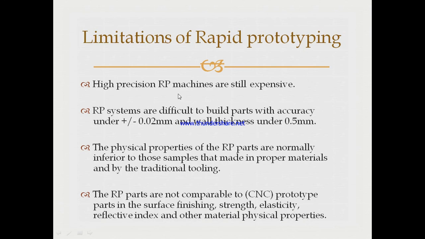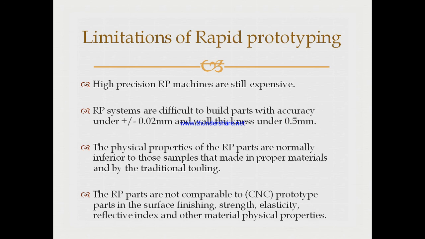So what are the limitations of rapid prototyping? RP machines are still expensive, that is the cost. These rapid prototyping systems have difficulty building parts with accuracy finer than 20 micron, that is 0.02 mm, and wall thickness less than 0.5 mm. If the part has wall thickness less than 0.5 mm, this technique will not be applicable. The physical properties of rapid prototype parts are normally inferior to those of samples made with the proper materials and by traditional tooling.